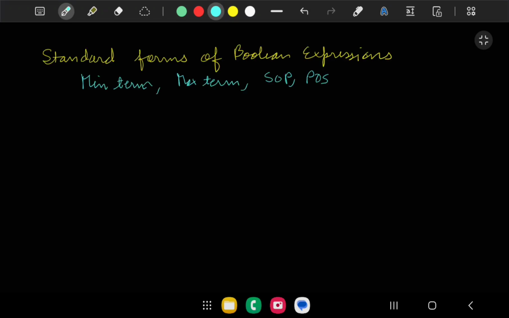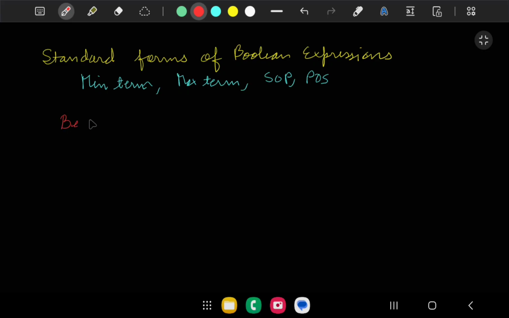So, in the last class, we have seen Boolean algebra. In this lecture, we will study standard forms of Boolean expression, minterm, maxterm, SOP and POS, all of these things.